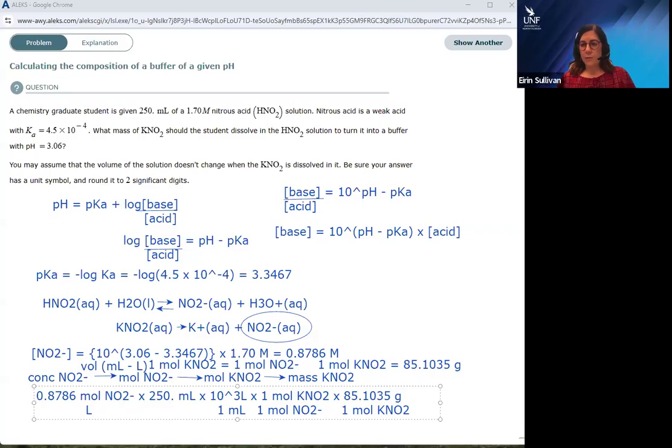So let's just check that we've performed all those conversions correctly and that everything is cancelling out as it should be. So liters cancels out. That should be 10 to the minus 3 liters. I must have missed it when I was typing. This is why it's good to check, right? Milliliters cancels, moles of nitrite cancel, moles of potassium nitrite cancel, giving us a mass in grams. And if I put this in my calculator correctly, that is 18.70 and change grams. We were asked for 2 significant digits, so that would just be 19 grams to 2 significant digits. So there we are.